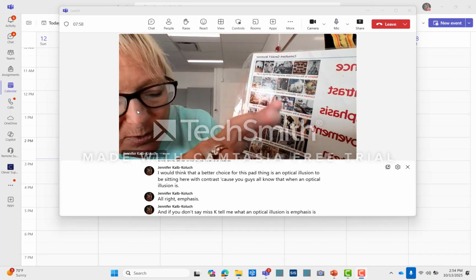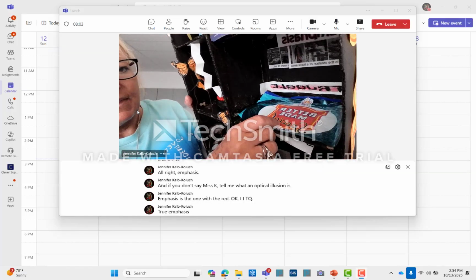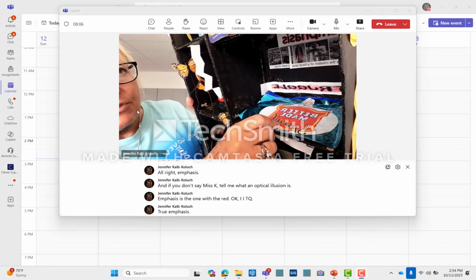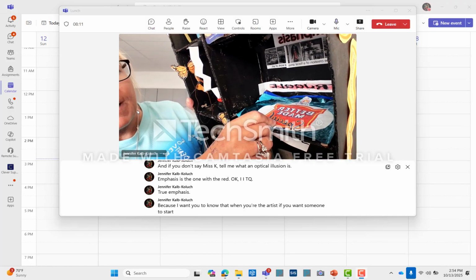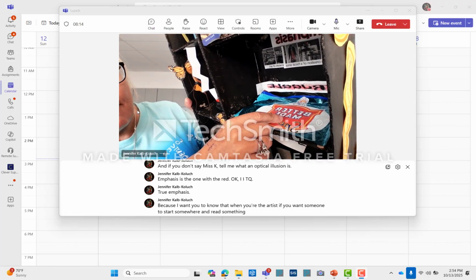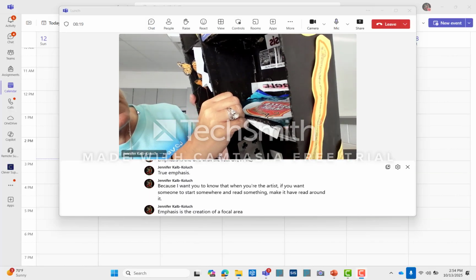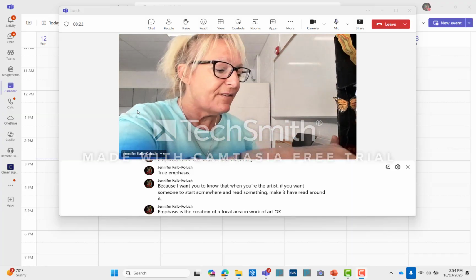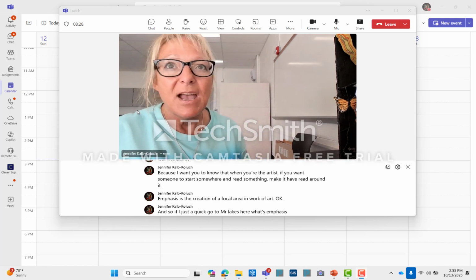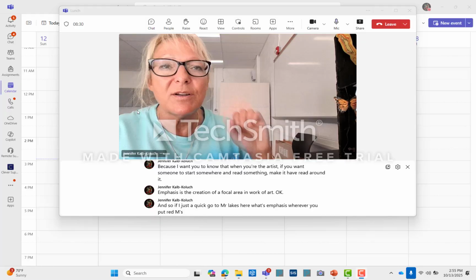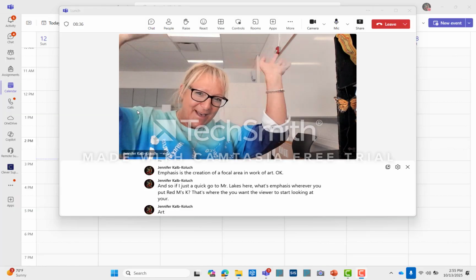Emphasis is the one with the red. Okay. I teach you emphasis because I want you to know that when you're the artist, if you want someone to start somewhere and read something, make it have red around it. Emphasis is the creation of a focal area in a work of art. Okay? And so if I just, a quick go-to, Mr. Lakes here, what's emphasis? Wherever you put red, Miss K, that's where you want the viewer to start looking at your art. Yay, Crocus Wild.